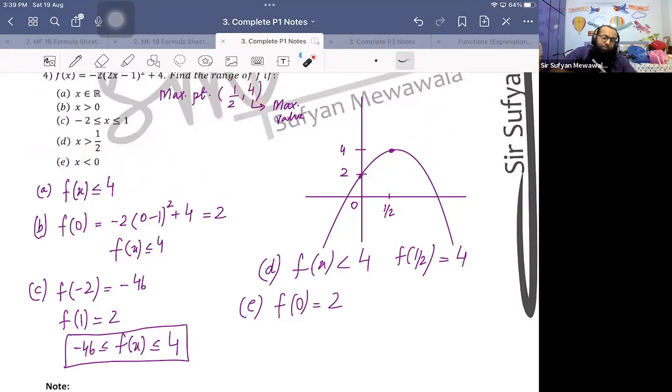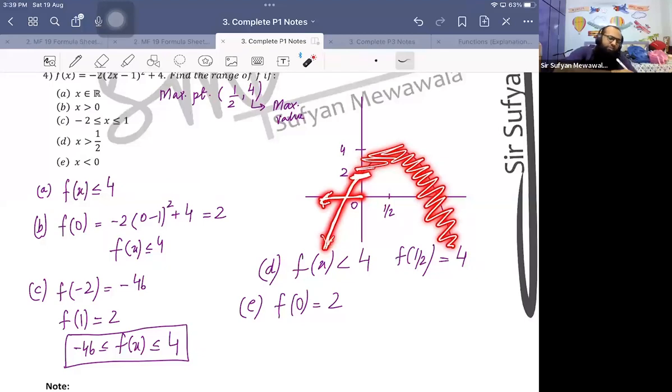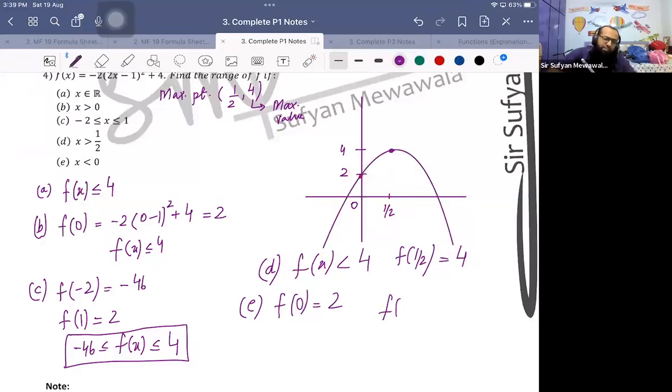If we talk about it graphically, this part will not be considered. This will be the only part that is going to be considered. Just check out: if the domain is x less than 0, then at 0, y is 2. 0 is not included, so 2 will not be included. X less than 0, y less than 2. So over here we are saying f(x) less than 2. Part D, f(x) less than 4. Part E, f(x) less than 2.